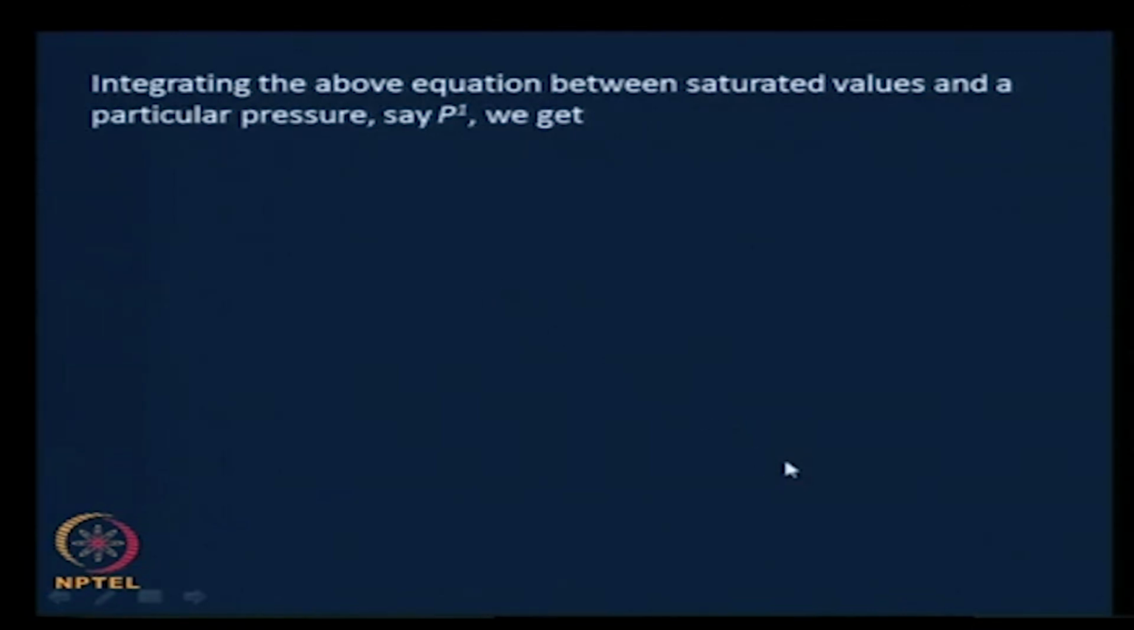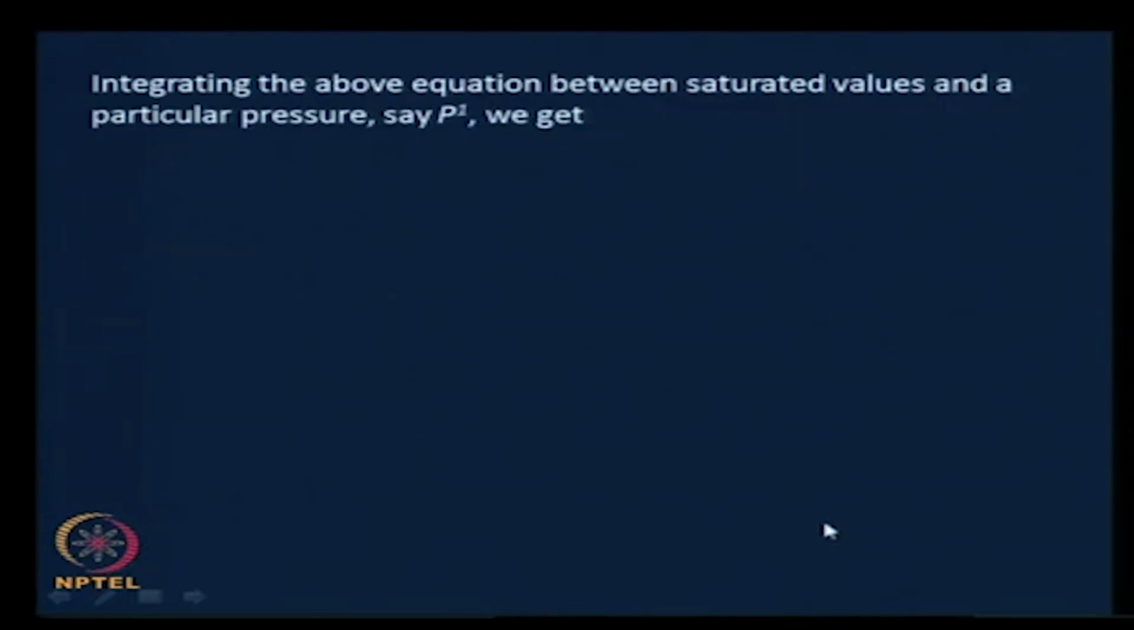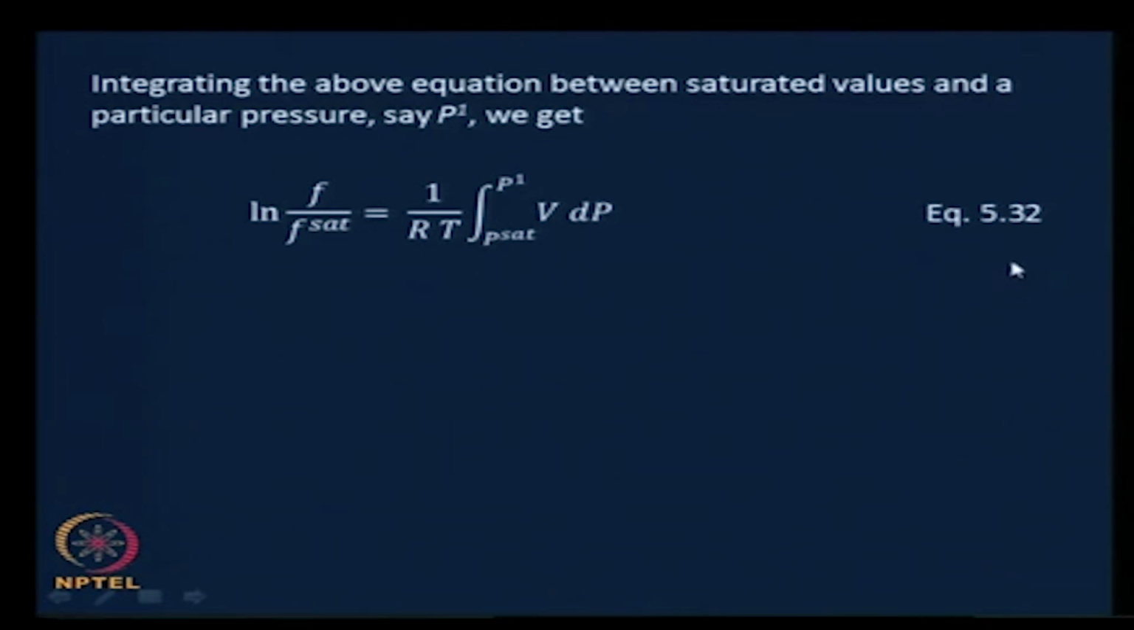If we integrate this expression between saturated value and a particular pressure, let us say P1, we would get R T d ln f equals V dP. We are going to integrate between a saturated pressure and a certain P1. Therefore, we will have to integrate the right hand side also. First, let us see the left hand side, d ln f, therefore, ln f minus ln f sat, which is ln of f by f sat, that equals 1 by R T integral from P sat to P1 V dP. Let us call this equation 532.